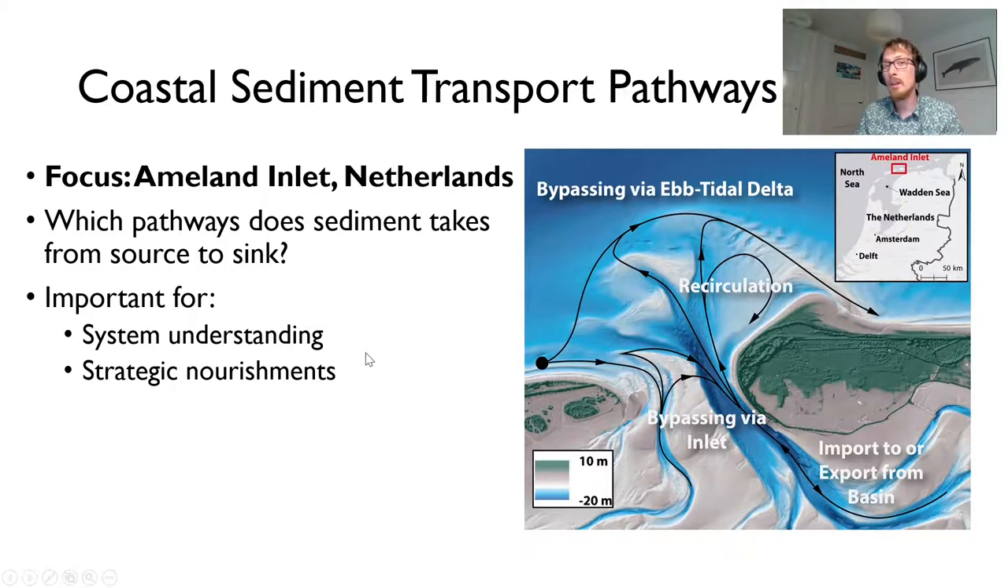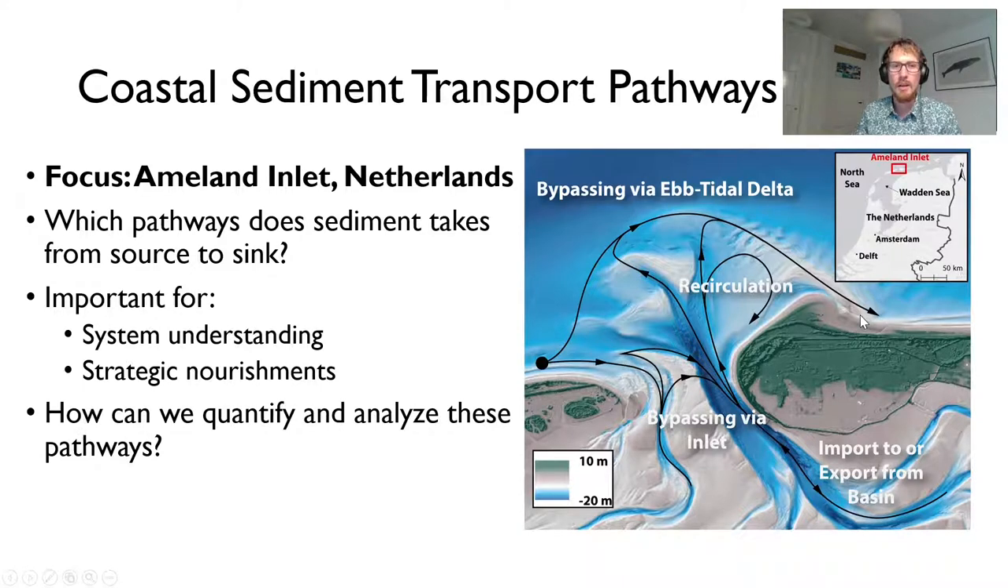And understanding this is very important, not just for our scientific knowledge of how tidal inlets and ebb-tidal deltas work, but also for the purposes of strategic nourishment. The Dutch government has made it a priority to figure out how exactly we can best nourish these sorts of complex environments for the purposes of coastal protection. In such a complicated system, how exactly do we quantify and analyze these pathways?